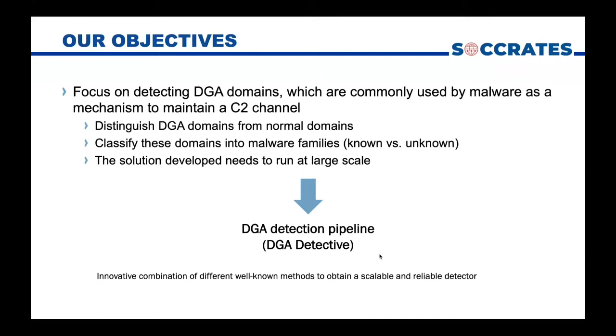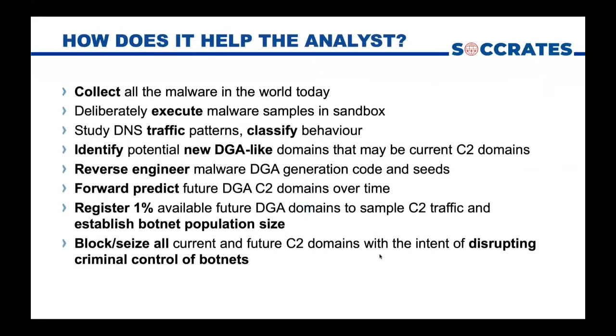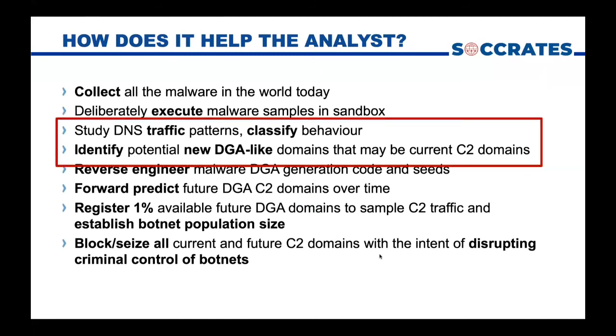So essentially deal with hundreds of thousands, millions of queries on a given day. So Irina will tell in more detail how we approach that. So essentially, if we go back to the hypothetical step-by-step of what we are trying to do as Shadowserver, you can see here that this is the step where we actually try to help the analyst. These two steps, we're going to study DNS traffic, classify behavior, and identify potential new DGA-like domains that are in use.